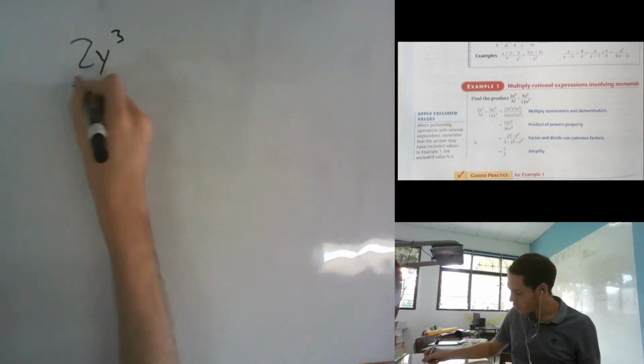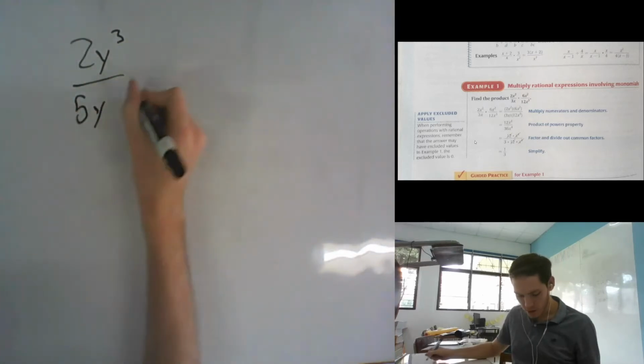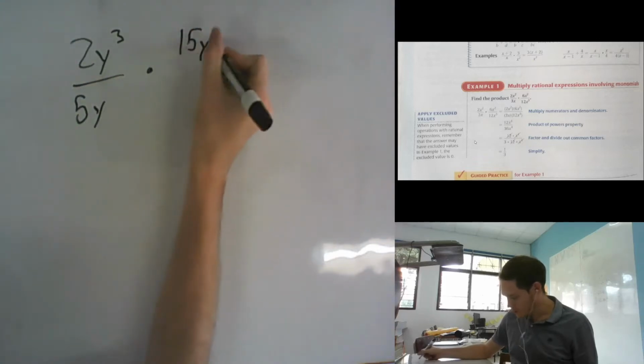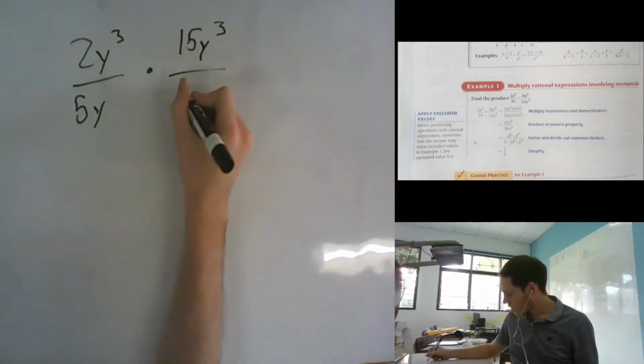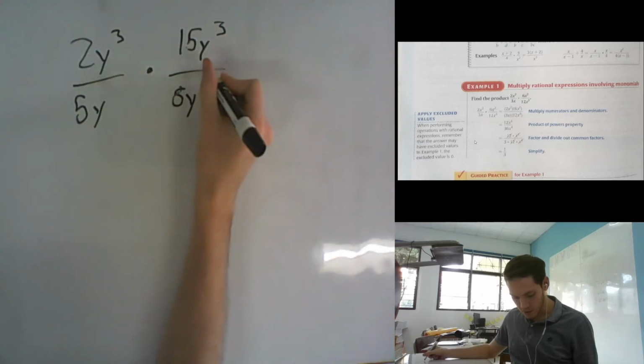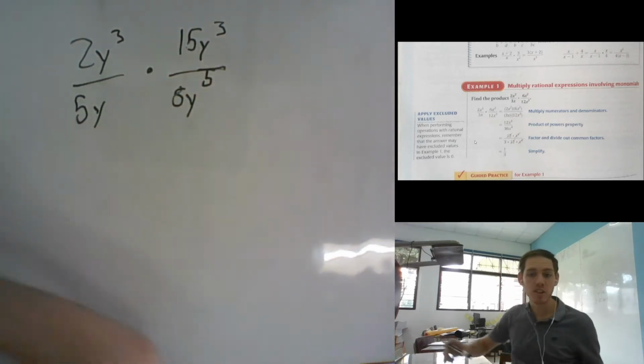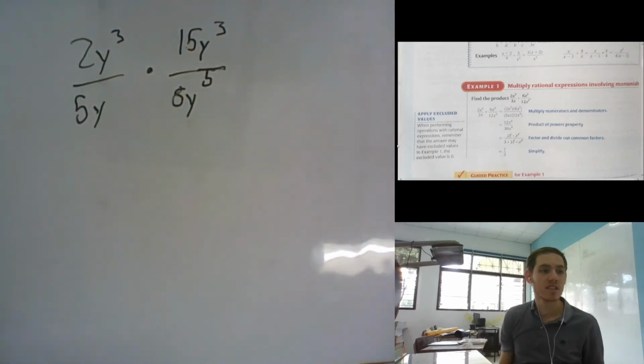2y cubed over 5y times 15y cubed over 8y to the 5th power. Okay, I want you to try this out.